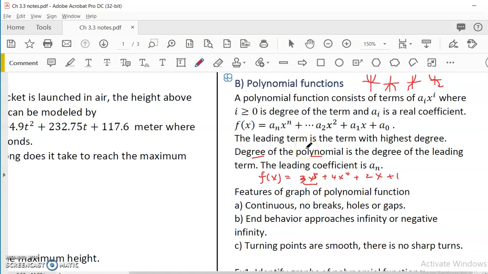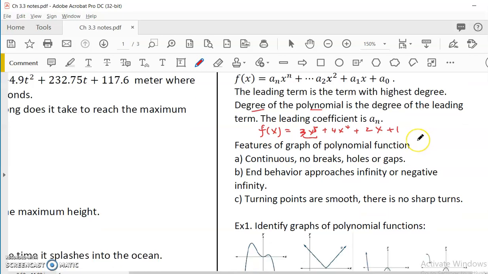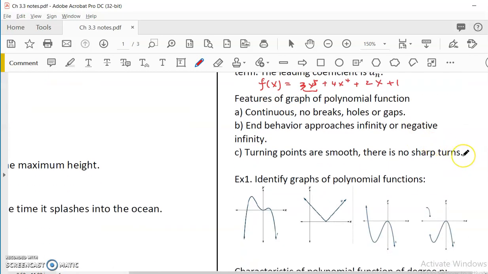So those are some terms and features of a polynomial formula. What about graphs? If you look at a graph, how do I know it is a polynomial graph? There are three features we can pay attention to. One is that when you graph a formula like this, it's always continuous and there's no break. There are no holes, no gaps. It always connects together in one piece.